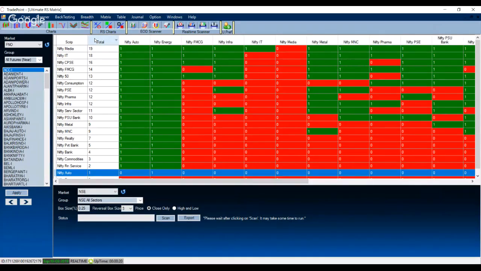Media, IT, CPSE, FMCG. These four sectors are now outperforming Nifty. So you should keep track of these four sectors: media, IT, CPSE, FMCG. FMCG was not on the list yesterday, I think. It somehow came up. So keep track of these four sectors: FMCG, CPSE, IT, media.